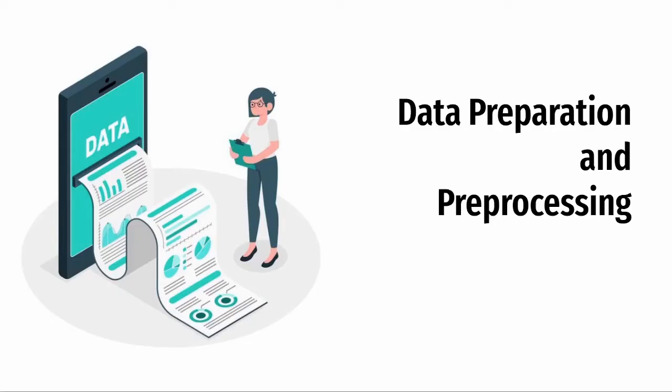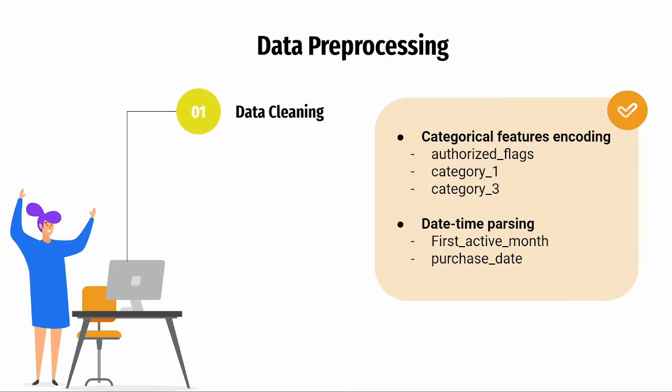Next part is data preparation and preprocessing. Firstly, we need to clean the datasets provided. First, we need to encode the categorical features. The categorical features, except date features in transaction sets, include authorized flag, category 1 and category 3. We simply map each class into a corresponding representative integer with dictionaries.